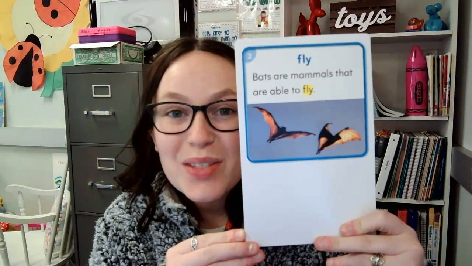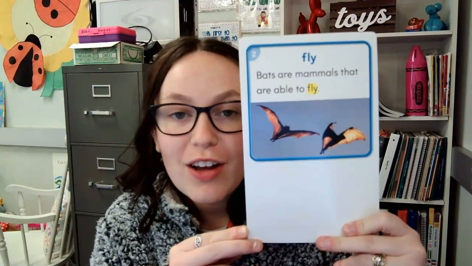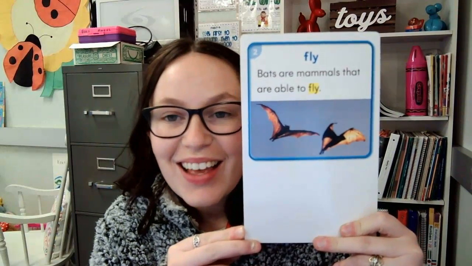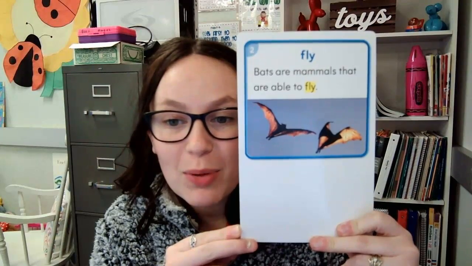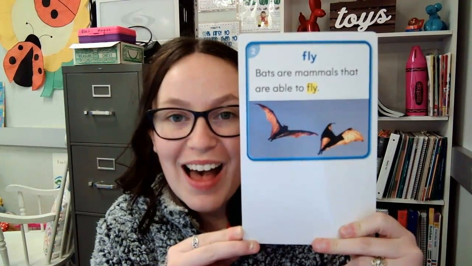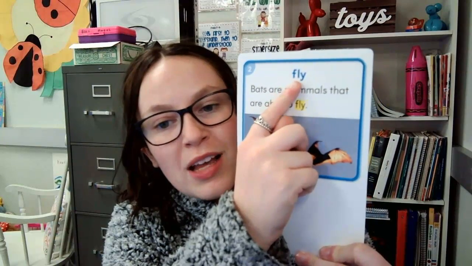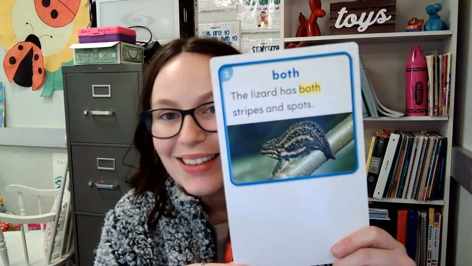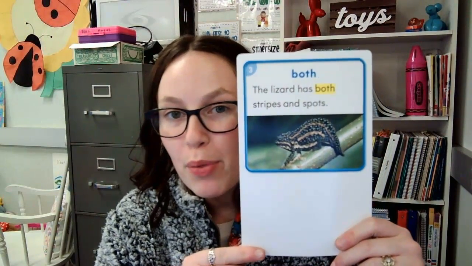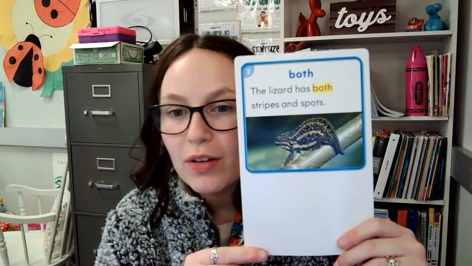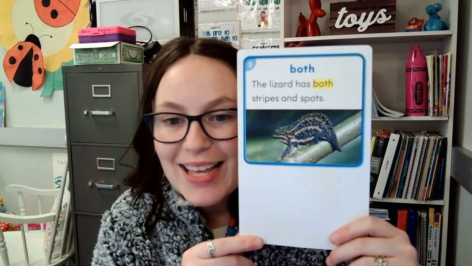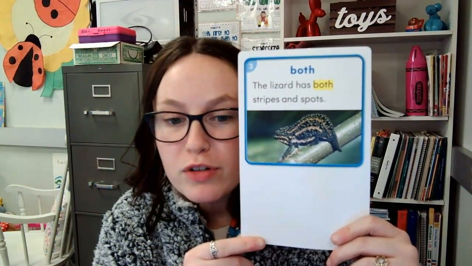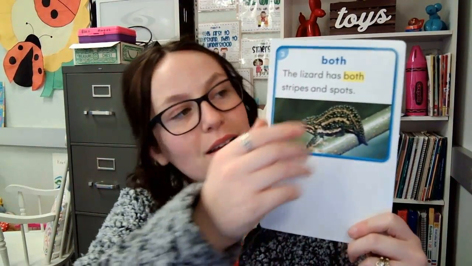bird. Our next word we are going to be going over is the word fly. Our sentence says, bats are mammals that are able to fly. Fly. Next, let's talk about the word both. Both. Our context card says, the lizard has both stripes and spots. Both.